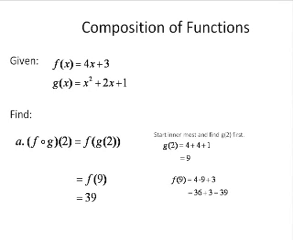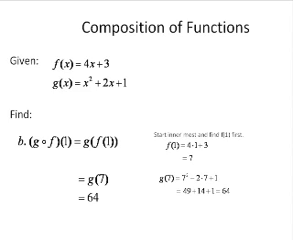We are looking for f of g of 2. The innermost function is g, and the outside function is f. We start inside and work our way out. We start by finding the inside function evaluated at 2. We find g of 2 is 9. We replace g of 2 with 9, and then are left finding f of 9, which gives us 39.